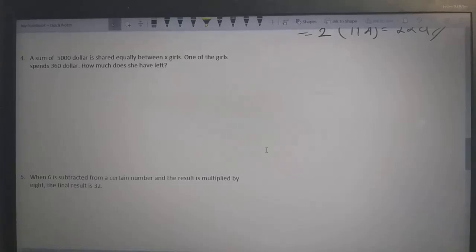So here's another question. A sum of $5,000 is shared equally between x girls. One of the girls spent $360. How much does she have left? So total money equals to $5,000, isn't it?